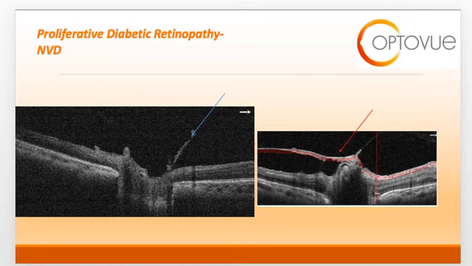OCT is very helpful in differentiating neovascularization from IRMA, or intraretinal microvascular abnormalities, because IRMA are intraretinal and are not visible on regular spectral domain OCT. NVE, on the contrary, is brilliantly illustrated on OCT as seen here.